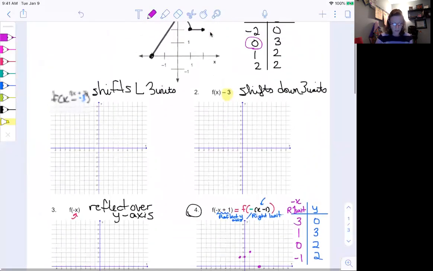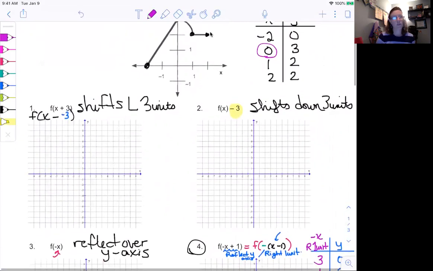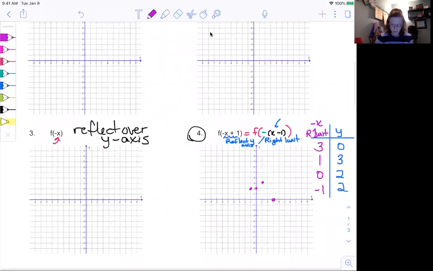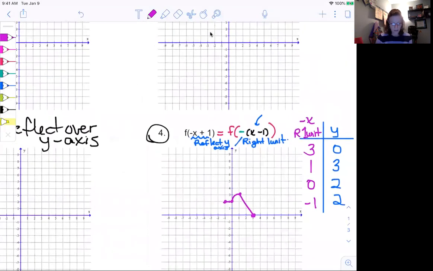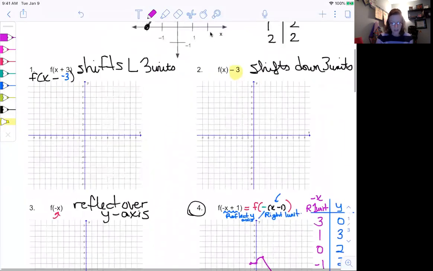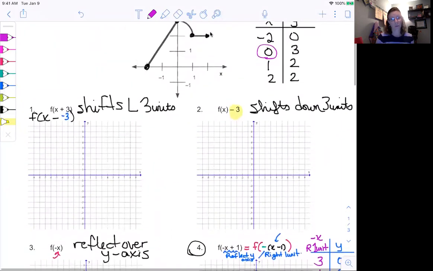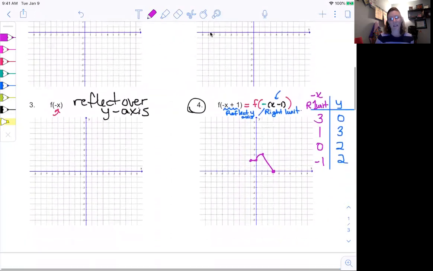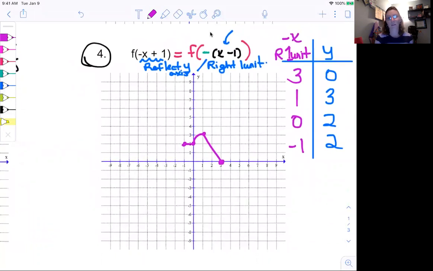So when you connect your points, they should connect in the same format. So I should still have the same shape of the graph. I have a horizontal line. I have a little curve in my graph. And then I have that diagonal line. But if I compare the two graphs, looking at the original, it has flipped over the y-axis, and it's also shifted to the right 1 unit. So it's flipped and it has shifted right. So that should be your final graph for number 4.